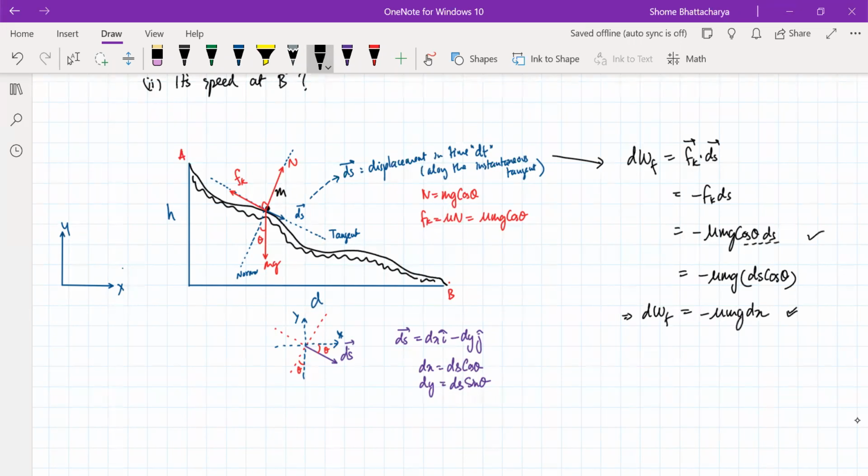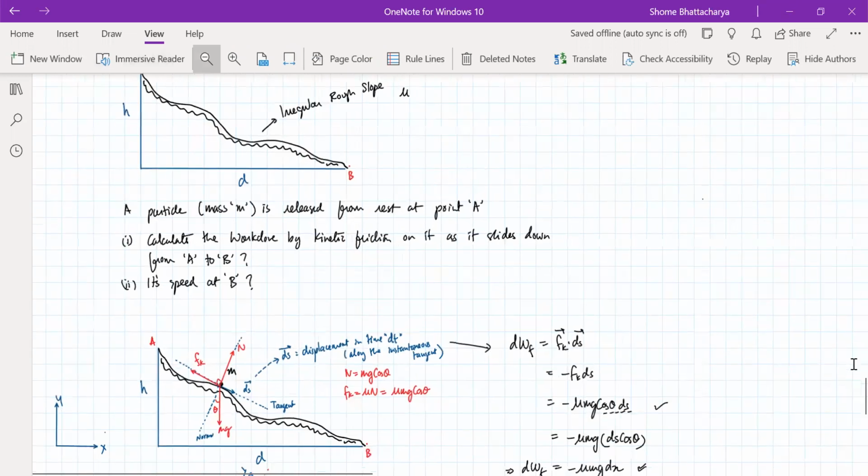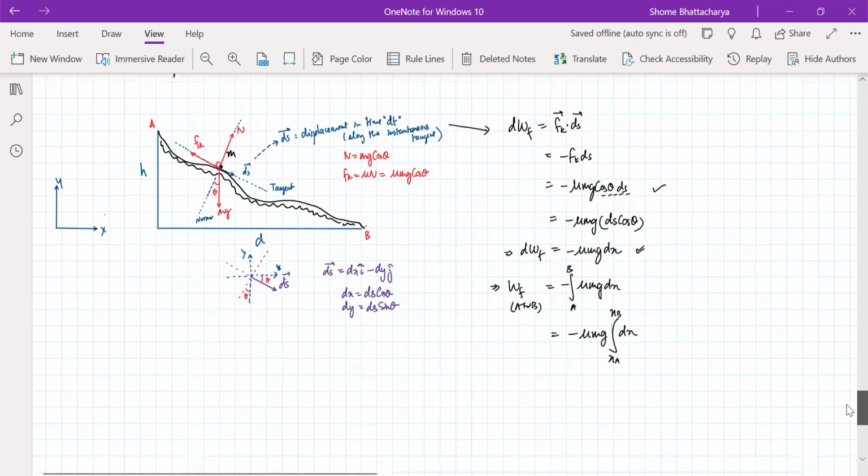to this term. So total work done by friction from A to B will just become integration of minus mu mg dx from A to B. So that is nothing but the change in x coordinate from A to B. That is nothing but d, as you can see, the horizontal component of displacement, d. So that's how this question is ultimately solvable, even though the curve's equation is not known to us. So it looks like a very complicated situation because the path is complicated, but it becomes solvable.